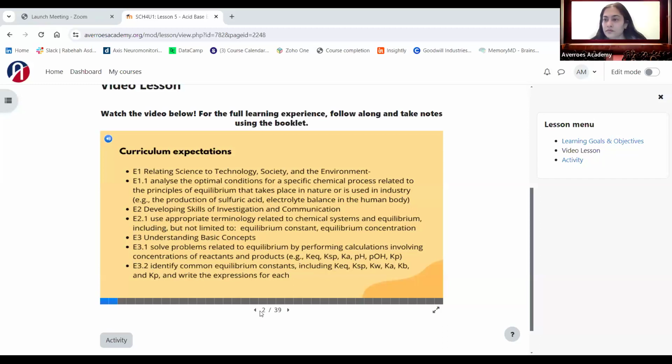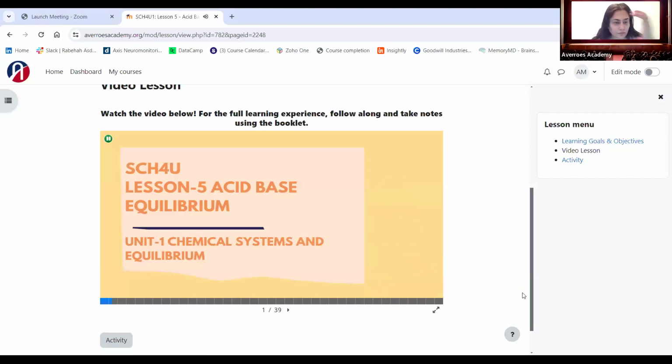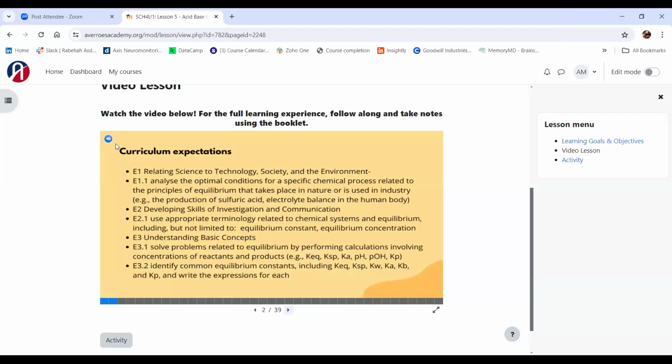Hello, everyone, and welcome to Unit 1, Lesson 5. Today, we're talking about acid-base equilibrium. So let's get started. Okay, can everybody see this? Yes. Ahmed, are you able to see it? Yeah, I can see it. Okay, great.